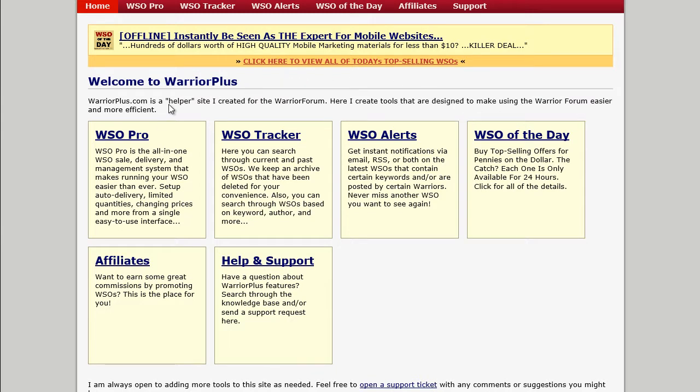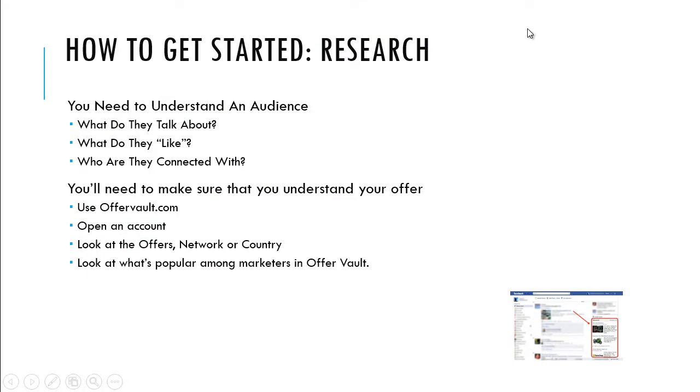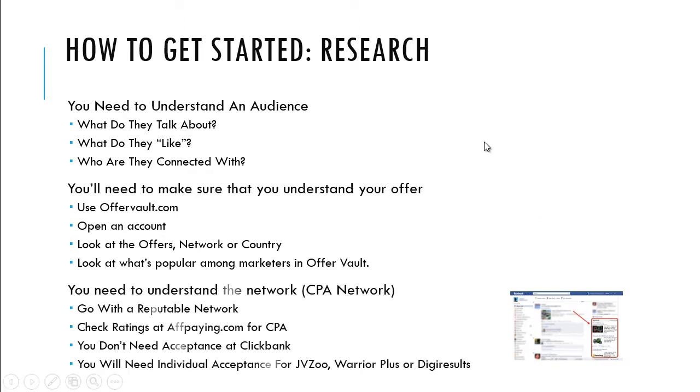Okay, so you'll need to do a little research on which offer you want and which offer best fits your audience, and looking at the network and making sure that you've got a network that's going to pay you. Now, one of the other things that I suggest: if you're going to use Facebook ads to drive traffic to cost per action, or CPA network offers, I would suggest that you go with a reputable network, and you can check the ratings at afpaying.com, and that's strictly for CPA network offers.